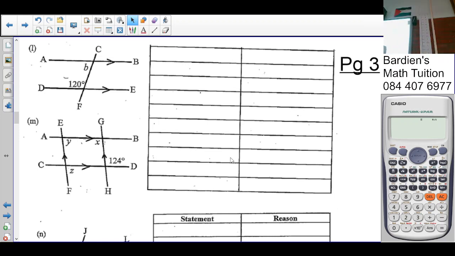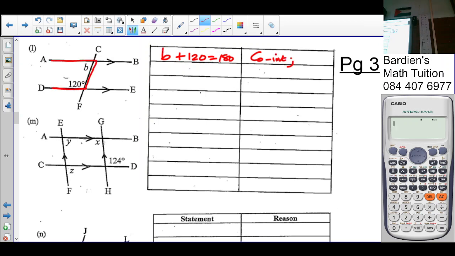On page 3, L, are you going to calculate B? So it's going to be B plus 120 equals 180. Why? Co-interior angles. It's a U that's being formed here. Can you see that? So it's co-interior angles with AB parallel to DE. So angle B is equal to 180 minus 120, which is 60 degrees.